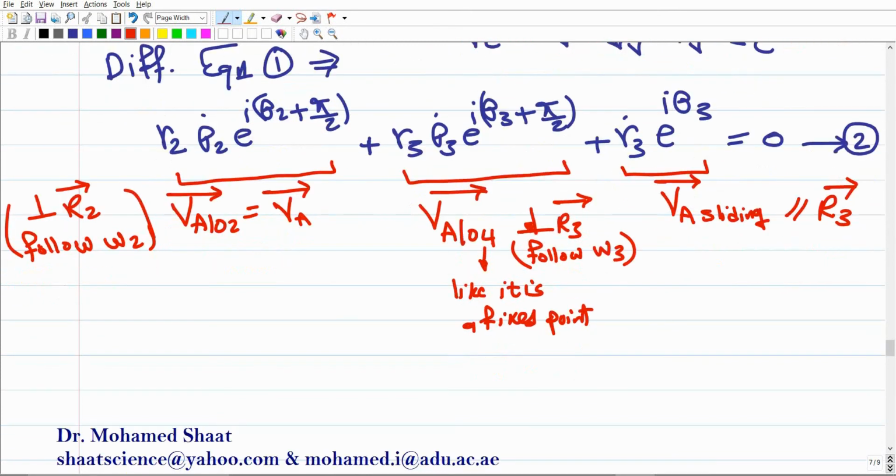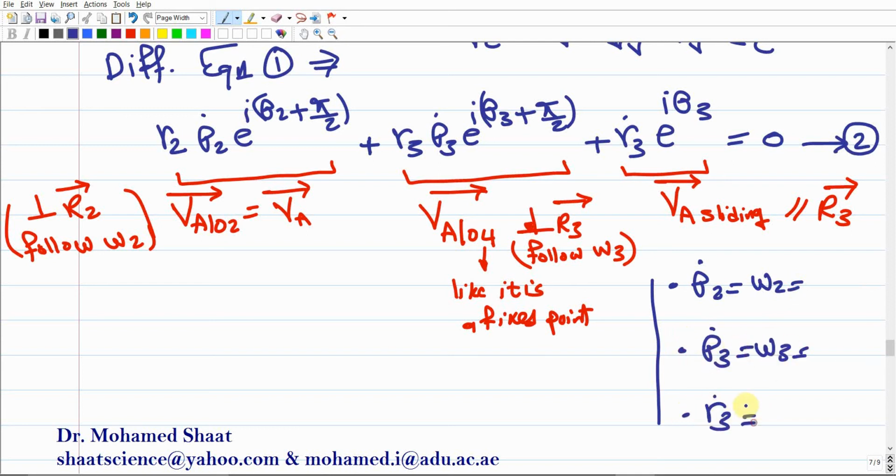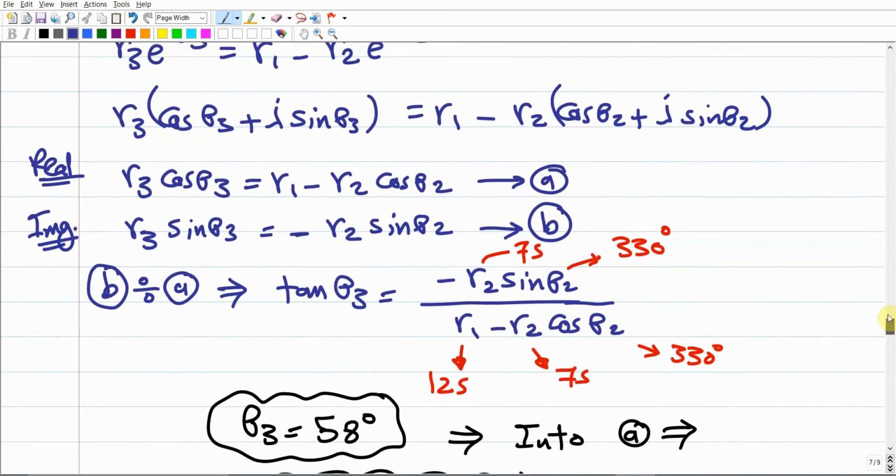As you can see, there are some terms or parameters that include dots, which are three things here: theta 2 dot, theta 3 dot, and R3 dot. So we have to figure out which one of these components is given, which one is unknown, which one is constant, which one is variable. We do have theta 2 dot, which should be omega 2. In addition, we have theta 3 dot, which should be omega 3. And we have R3 dot, which is the sliding velocity of this link inside the slider itself. Make sense?